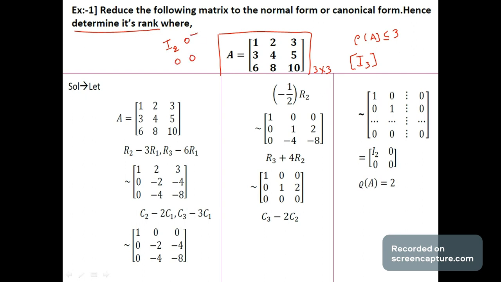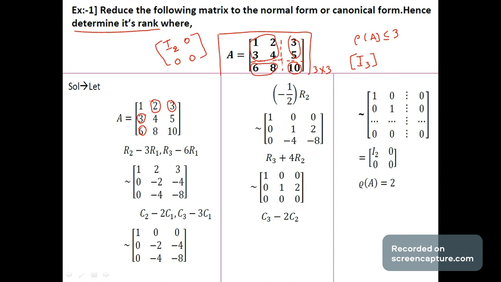That can be shown in the problem. This is the I2, this is the 0 matrix, this is the 0 matrix, this is the 0 matrix. First of all, we apply operations and reduce the given matrix into normal form. Suppose the rank is 3, so we make this element 0 and this element 0, and at the same time we make this element 0 and that element 0.